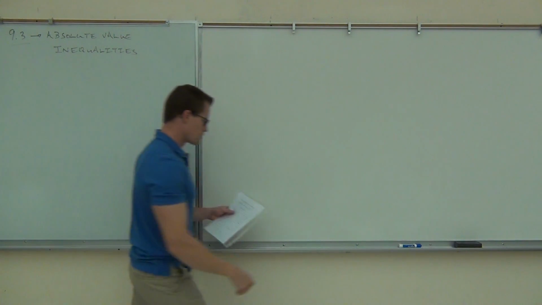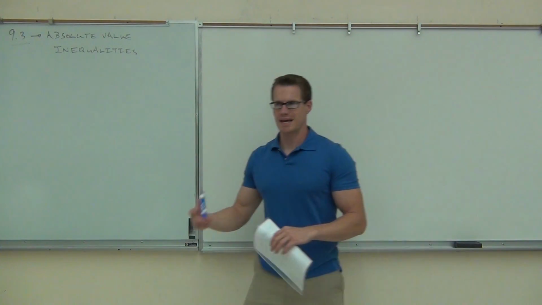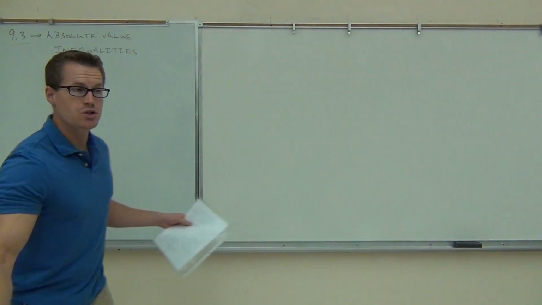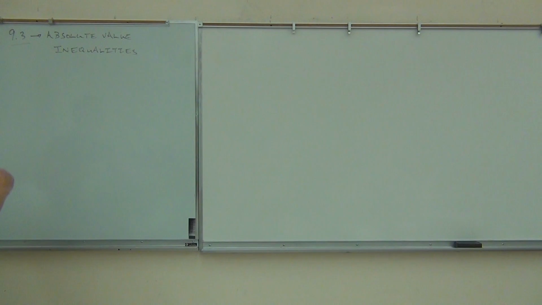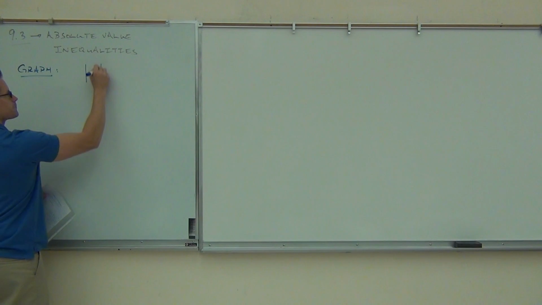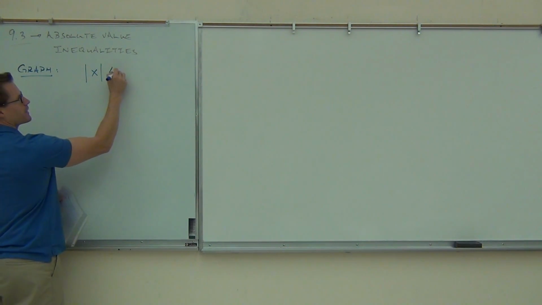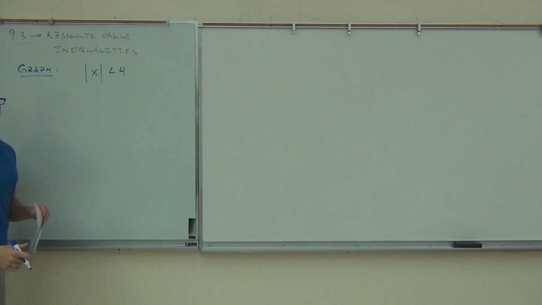So absolute value inequalities. Let's look at a real simple one to kind of get the idea of this, and then of course, like we always do, we're going to build this up and try to do some more advanced problems in a little while. So let's go ahead and graph absolute value of x less than 4.